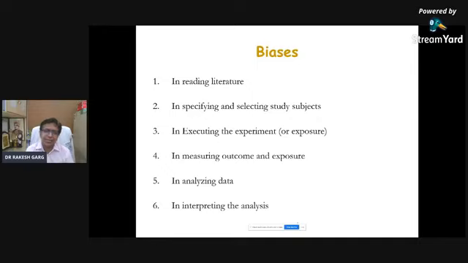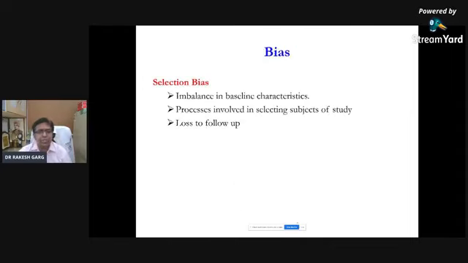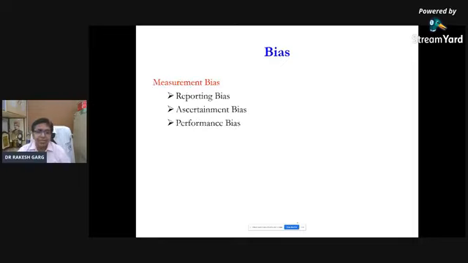The other thing is bias and confounders. Now, these are important things because your outcome will be affected. It could be while reading literature or analyzing data and so on and so forth. So you should be cautious about these things. The bias could be in selection when there is an imbalance in baseline characteristics, or there is a larger number of losses to follow-up in a particular group. So that bias can be there. Maybe those are sicker patients or they were not satisfied. That's why they were lost to follow-up, and that can create a selection bias.